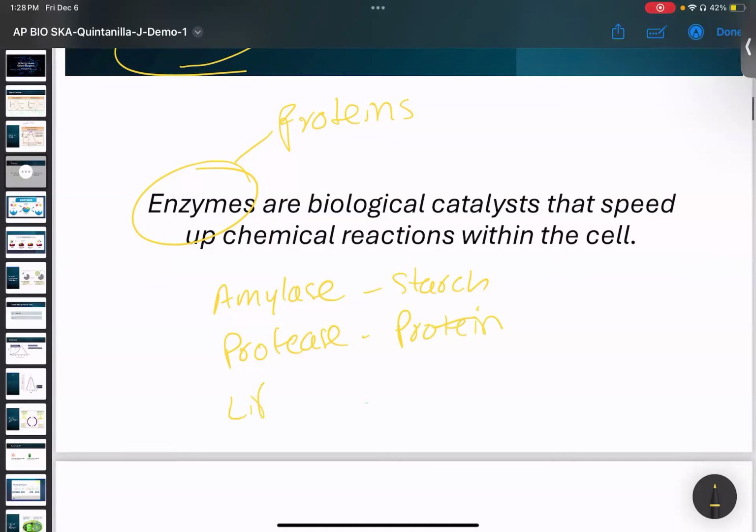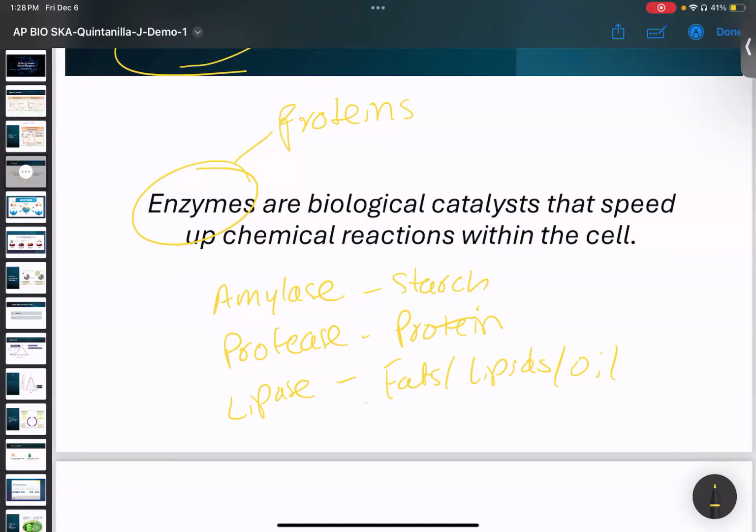And you also have lipase, which is found in our gallbladder, to break down fats, lipids, oils, etc. And then there are other types such as RNases that break down RNA, DNases that break down DNA, collagenase that breaks down collagen, etc.